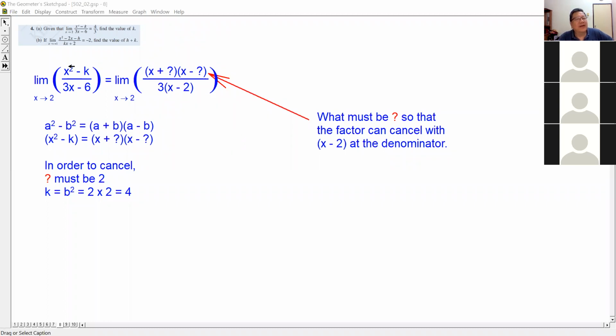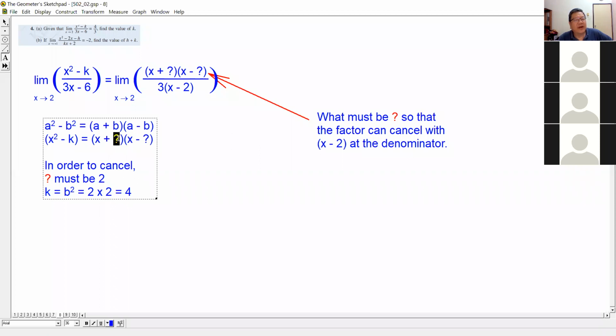Now, when I look at this, the function at the top, x square minus k. Now, x square minus k can be expressed as x plus square root of k, x minus square root of k. Okay, because this one is a square minus b square. So k is actually b square, right? So I can actually write this as square root of k.